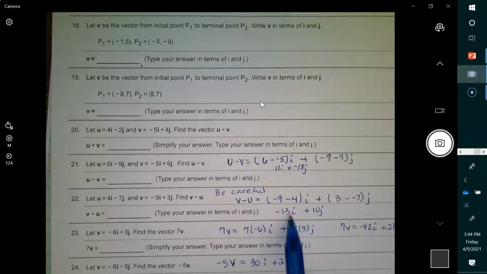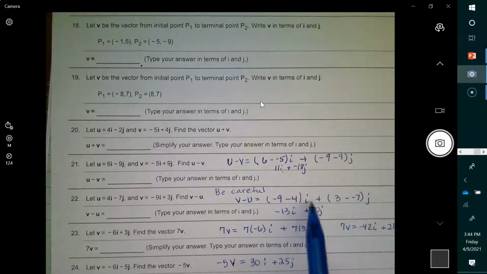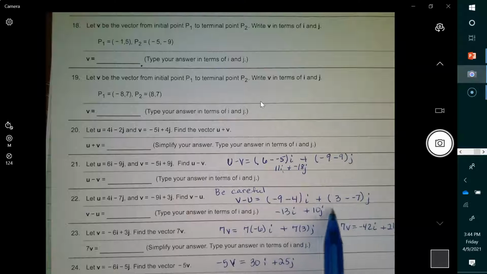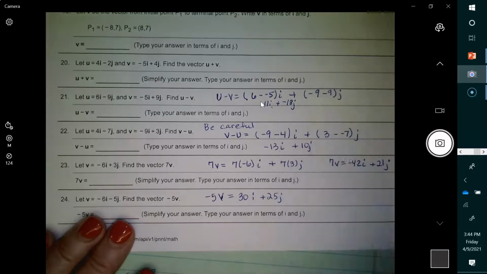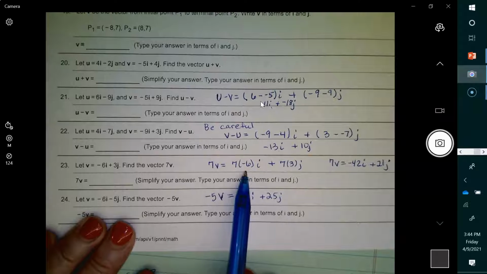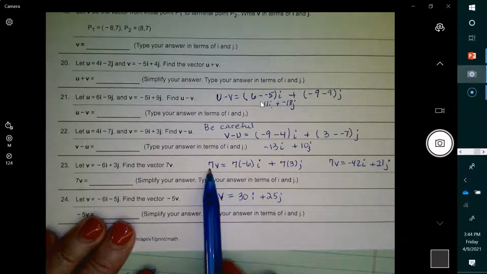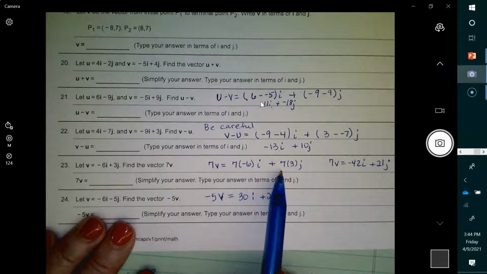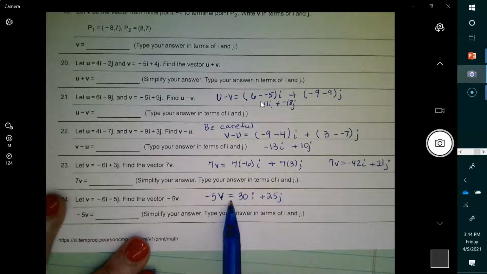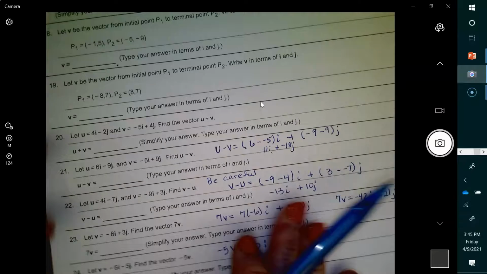Negative 9 minus 3 is negative 12. Negative 4 minus that negative 7 is going to be 3. 23 is multiplied by a scalar, so you just basically use the distributive property. Multiply that 7 times each of those values. Same thing here on number 24.